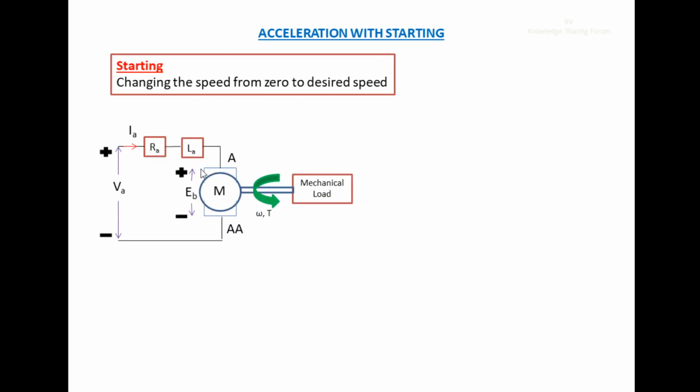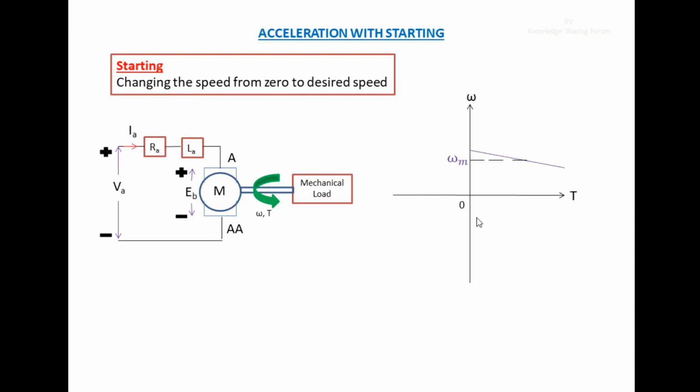Consider this example. This is an electric motor drive, which is fed with the armature voltage, the input DC voltage, and the armature current. RA represents the armature resistance and LA represents the armature inductance, and here EB represents the back EMF. To this electric motor a mechanical load is connected. Now if we are able to increase the speed of this motor from 0 to the desired speed, it is known as starting. Let me show it with a speed torque characteristics, so that we can understand it in an easy way.